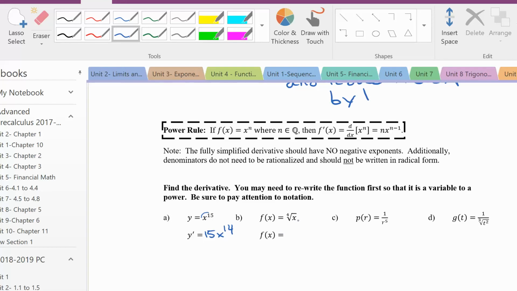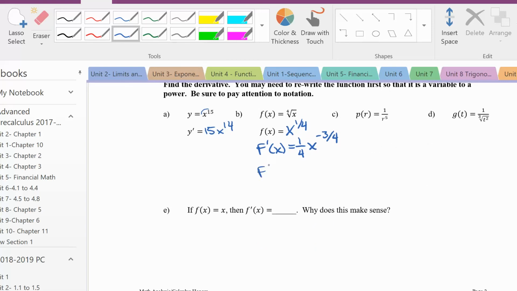So now if you're talking about the fourth root of x, we want to first make it a fractional exponent, so it's x to the 1/4, and then when we take the derivative, we get 1/4 x to the -3/4, because 1/4 minus 1 is -3/4. So we could write this as 1 over 4x to the 3/4. You don't have to put it back as a radical. No need to do that.